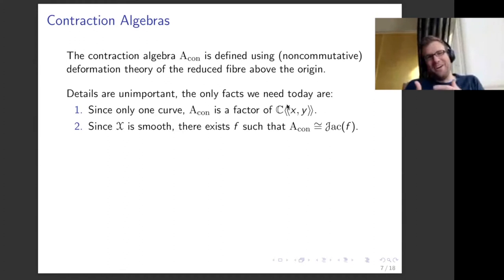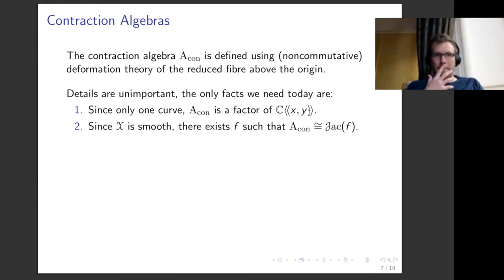And the two facts you need to know is that this algebra, which today you should view as a magic algebra coming from non-commutative deformation theory, since I have only a single curve, this algebra is a factor of essentially the free algebra in two variables, or its completed version. And the second fact you need to know is that since X is smooth, actually the factor you're taking is a Jacobi algebra for some F. And so there's a whole technology behind, given a contraction, you produce an algebra.